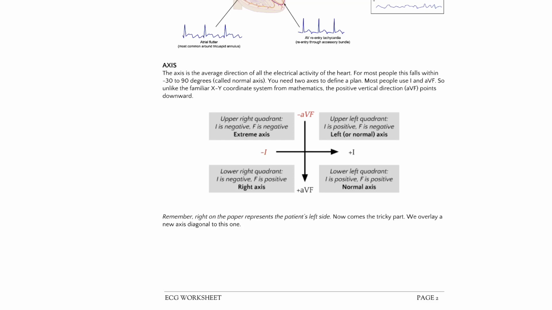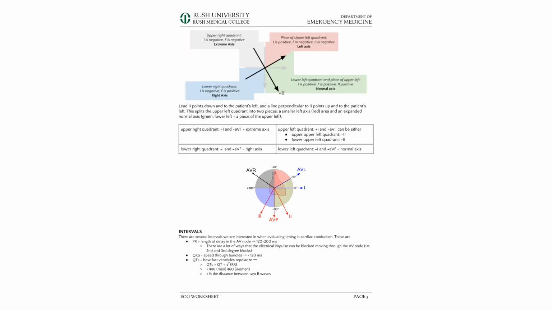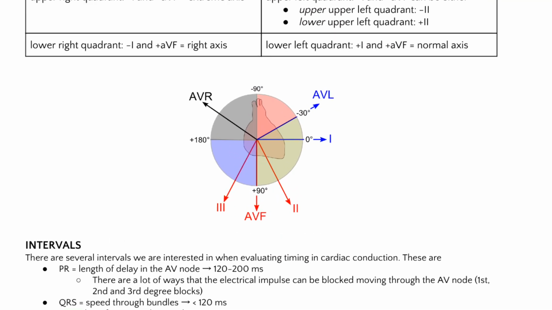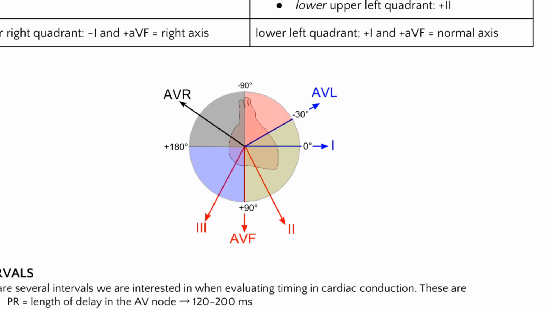Okay, hello again. Now we are going to talk about axis. And let's define what that is. I'm going to take you to the next page. You can see here is a depiction of a heart, and a little coordinate system has been drawn upon it. And this is 0 degrees, 90 degrees, 180 degrees, negative 90 degrees, back to 0 degrees.